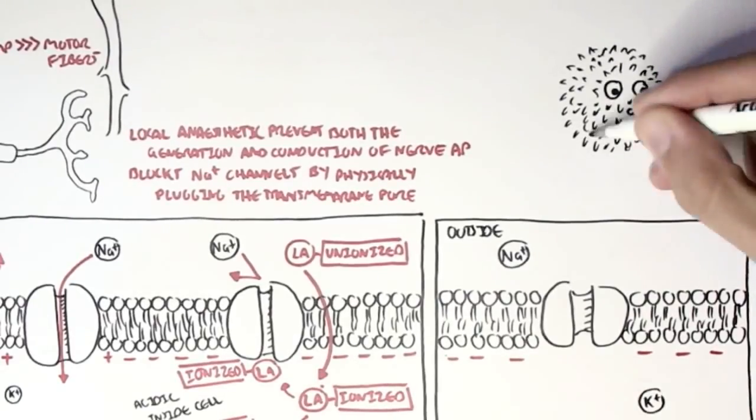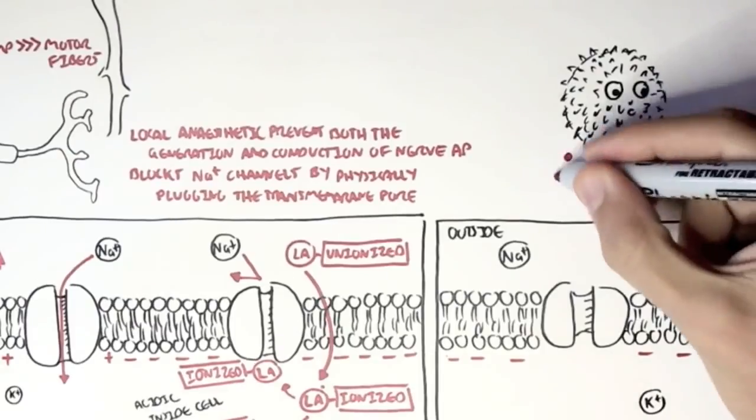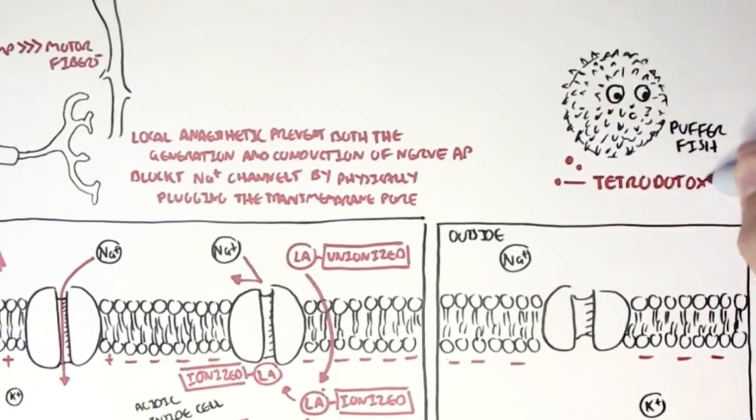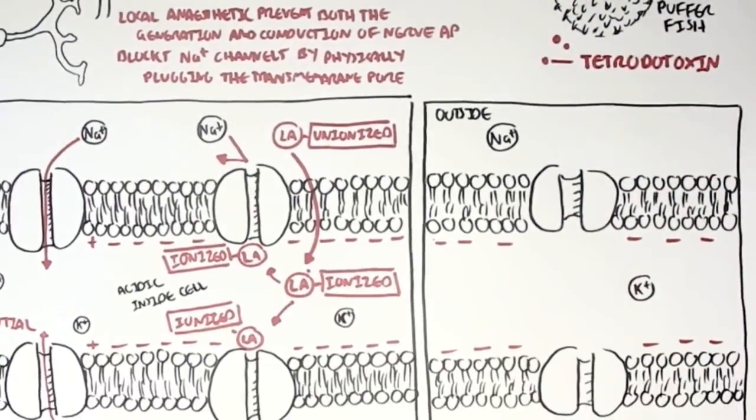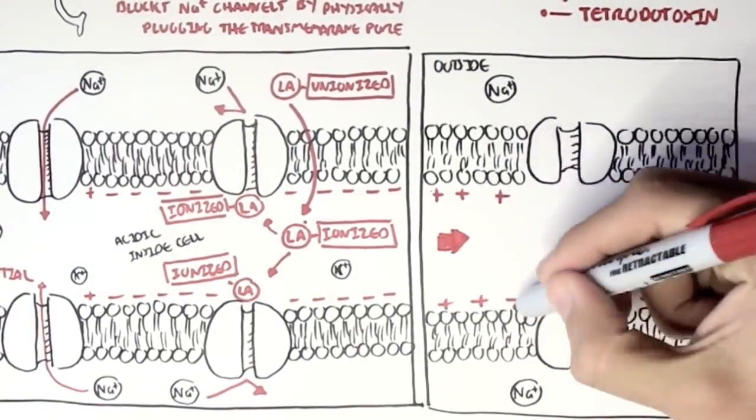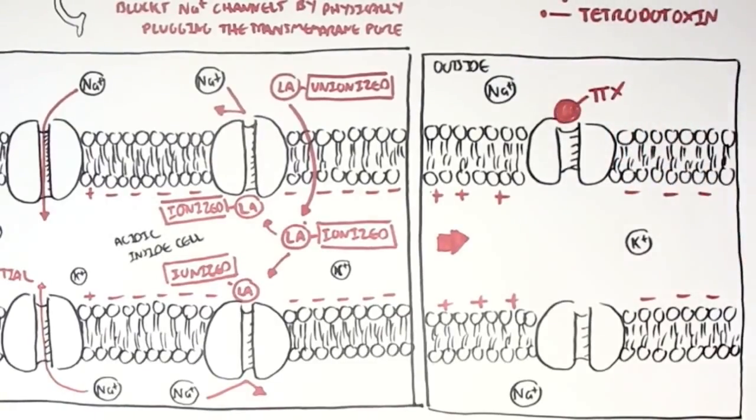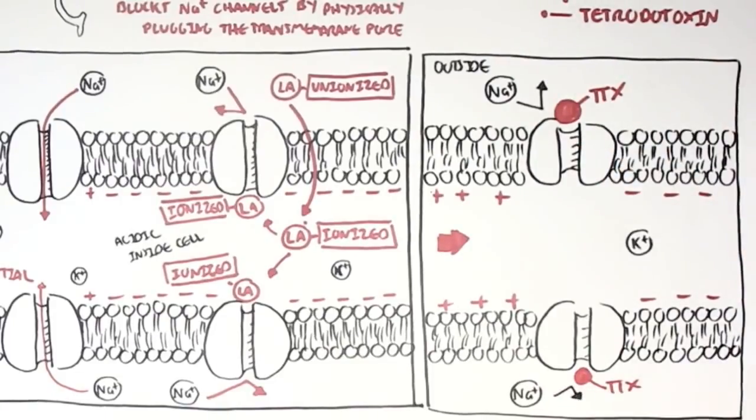This is because the pufferfish secretes a toxin known as tetrodotoxin, or TTX. TTX, unlike our local anesthetic that we use in hospital, blocks the sodium channel from the outside, like so. And so this will not allow sodium ions to come inside, and so will not allow the action potential to pass through.